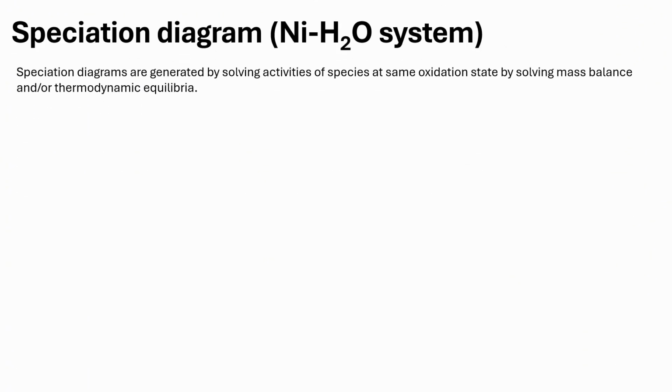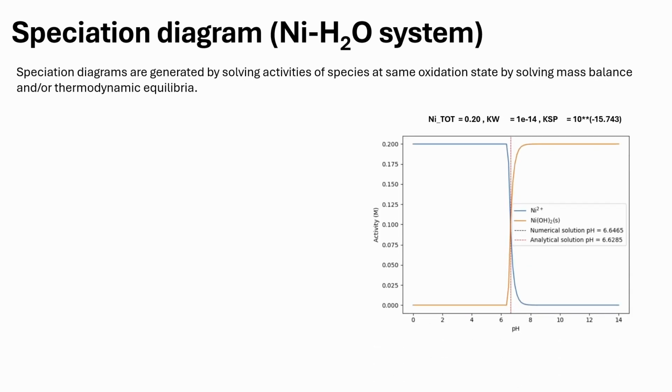To construct a Power diagram, we first need to calculate the speciation diagram. This means determining the activities of active species at the same oxidation state, which can be done by solving the mass balance and thermodynamic equilibrium equations. This is the speciation diagram for the nickel water system, assuming a total nickel concentration of 0.2 molar, and an ionic product of 10 to the power negative 14.